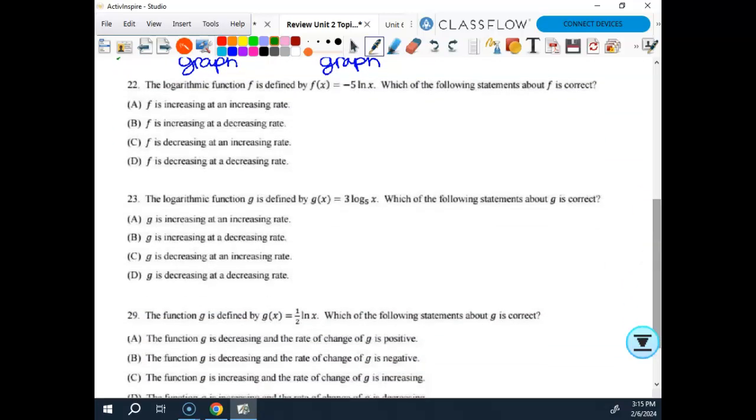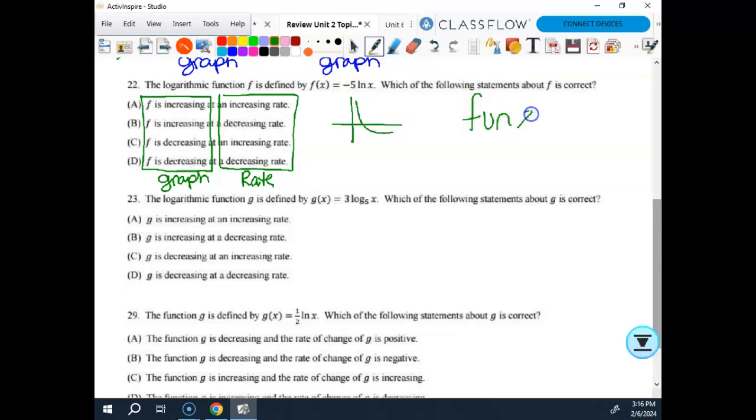22. Logarithmic function is defined by this. Which of the following statements about f is correct? Okay. So f is either increasing or decreasing, so this is the graph. This at an increasing or decreasing rate, this is the rate. And it kind of says it right there for you. So I'm going to need not only my graph, but I need my fun chart. So this graph, remember natural log just looks like a regular log, but it's reflected, so it's going to look like this. My fun chart, that's my rate.